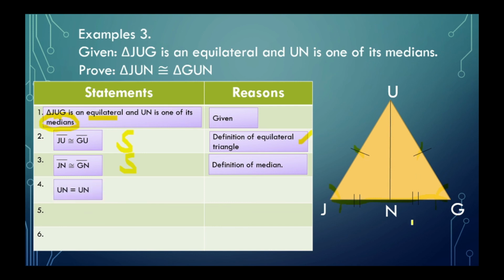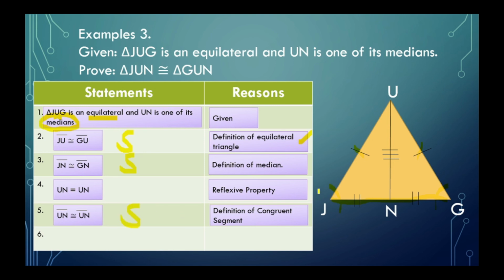Okay, so obviously we have your UN is equal to UN. That is a reflexive property. Why? Kasi nga, yung UN ni JUN is also the UN of GUN. So if UN is equal to UN, we can say that segment UN or side UN is congruent to side UN. That is definition of congruent segment. So, obviously, we have here another side. So, na-prove natin na yung tatlong sides ay congruent. Okay? So, naka-form na tayo ng S, S, S.